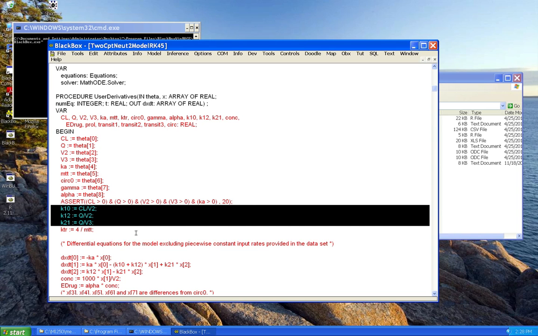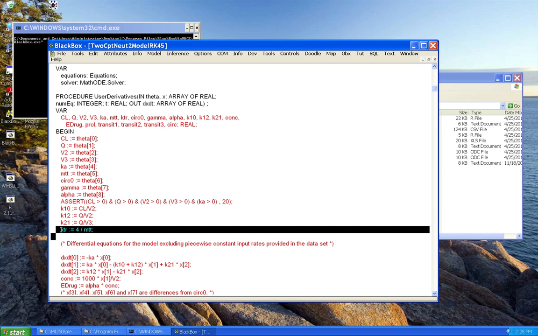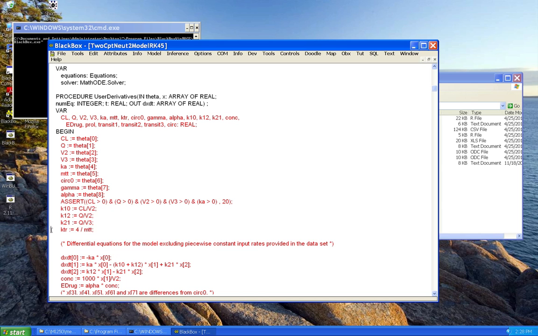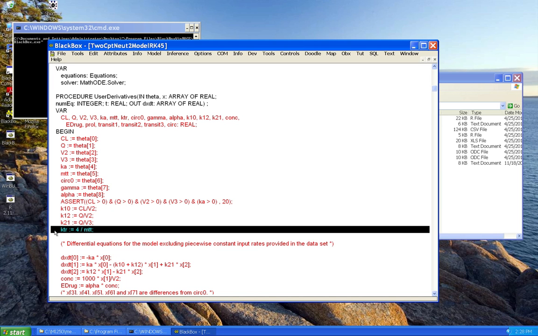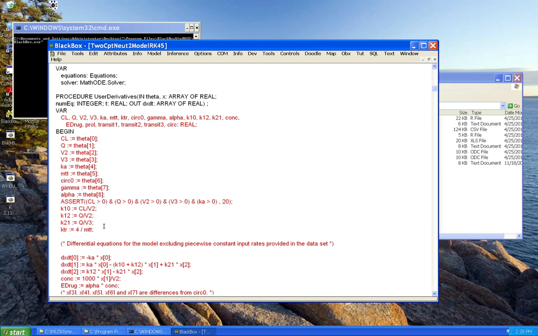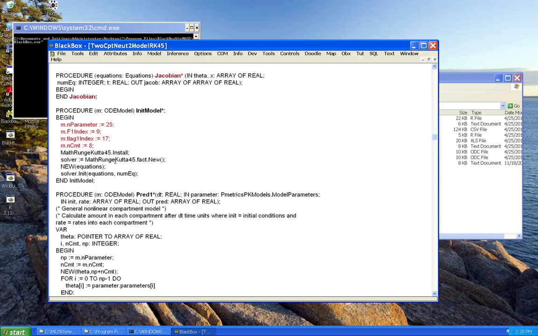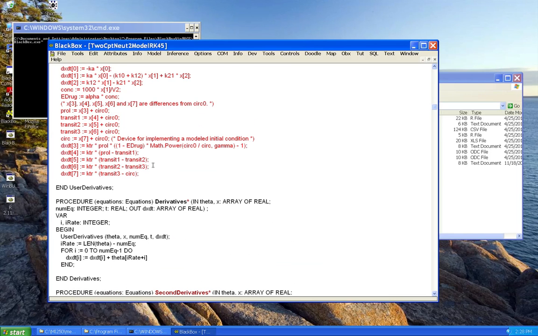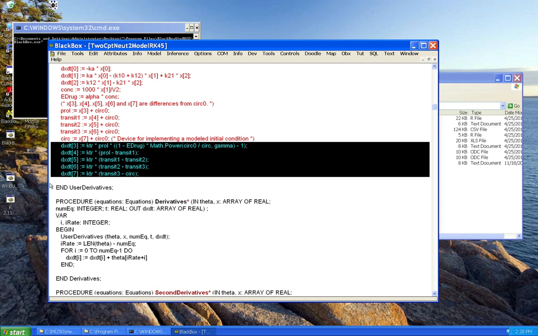I get my various rate constants here from our clearances and volumes, and finally I convert from my MTT to KTR. Again, it's that n plus 1, where n is the number of transit compartments, over MTT that gives us KTR, which is what you see being used throughout all of our differential equations down here.